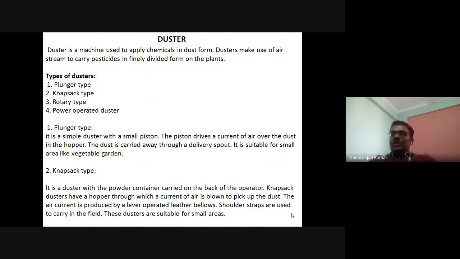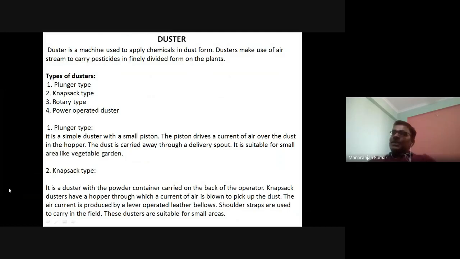Okay, the first one is the plunger type. It is a simple duster with a small piston. The piston drives a current of air over the dust in the hopper. The dust is carried away through a delivery spout. It is suitable for a small area like a vegetable garden.